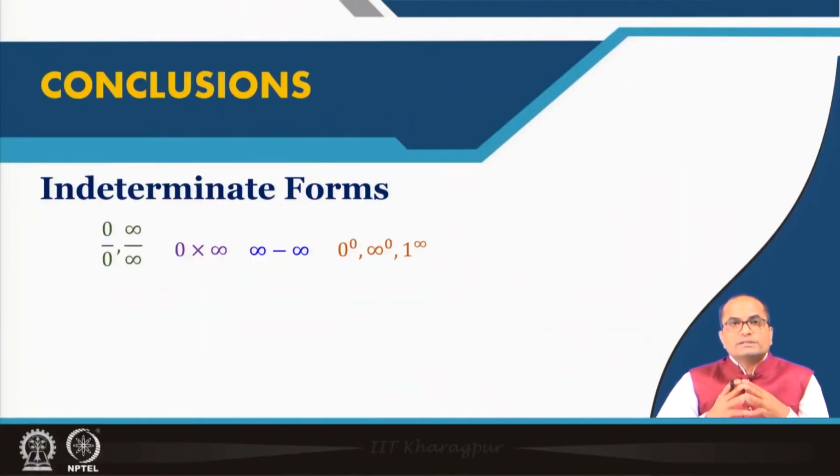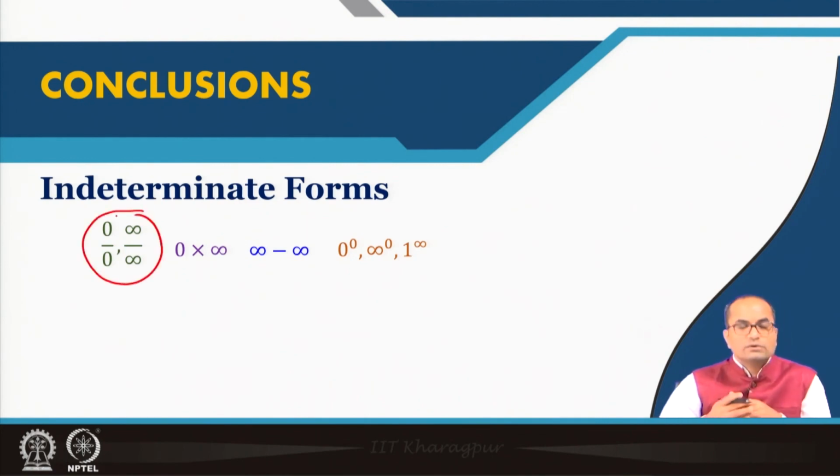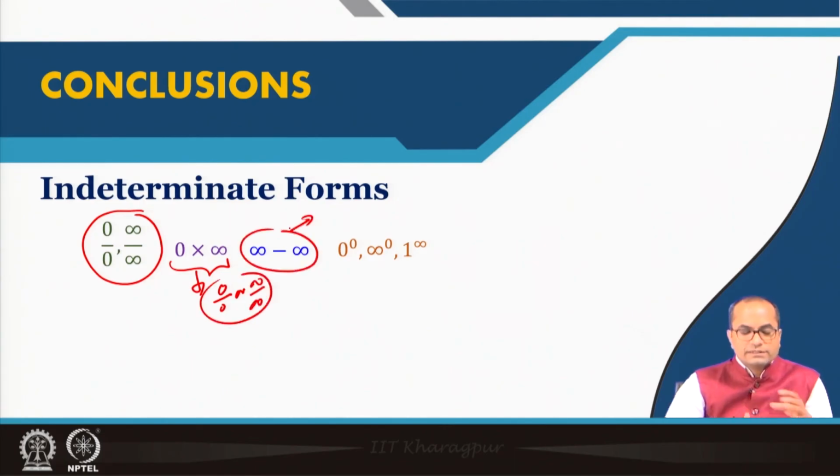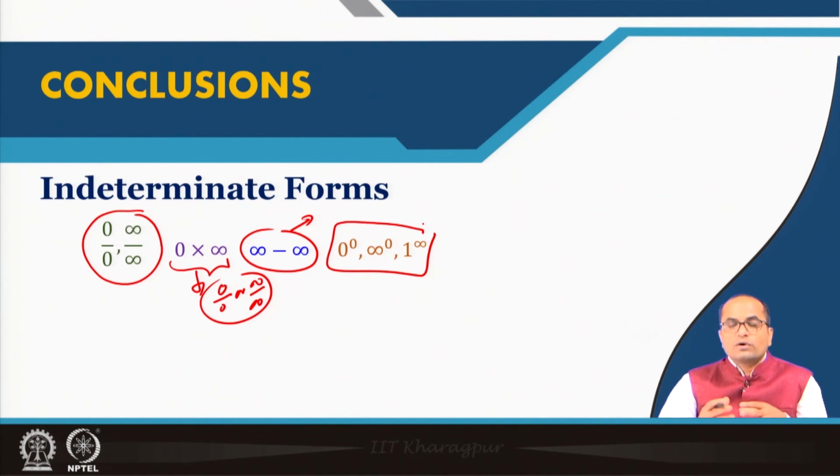So to conclude, we have handled several indeterminate forms. The most fundamental was 0 by 0 or infinity by infinity, where with the help of L'Hopital rule we can compute those limits, and all the others can be converted into 0 by 0 or infinity by infinity form. Infinity minus infinity also we have seen that by some rearrangement, by rewriting the terms, we can easily get into 0 by 0 or infinity by infinity form, and these three groups, by taking the logarithm we can again convert into 0 by 0 or infinity by infinity form.